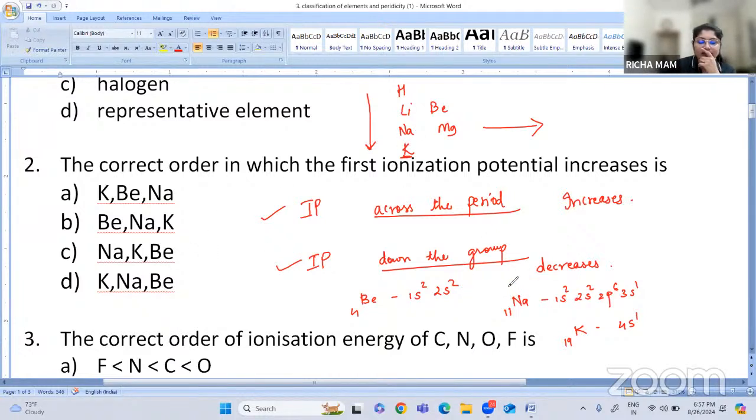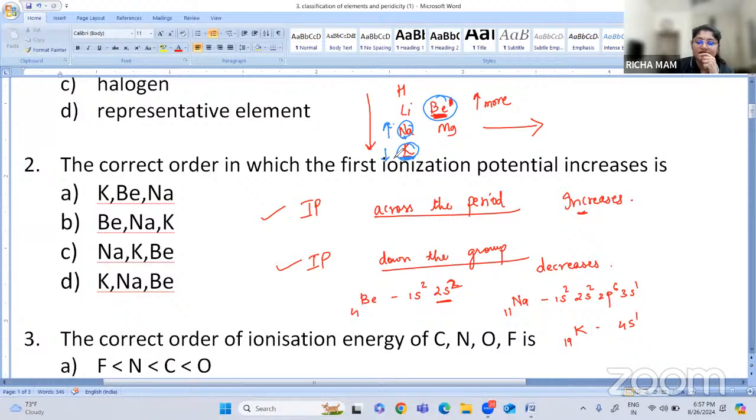Now here, if I see the ionization potential, to remove these two electrons the energy will be maximum. So this will be more in beryllium, because as you move across the period it increases, so this will be highest in beryllium. And when you compare sodium and potassium, as you go down the group, potassium will be less. So the first ionization of sodium will be more, and this will be less.